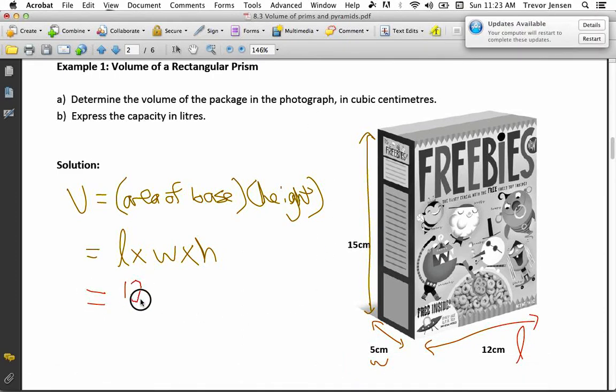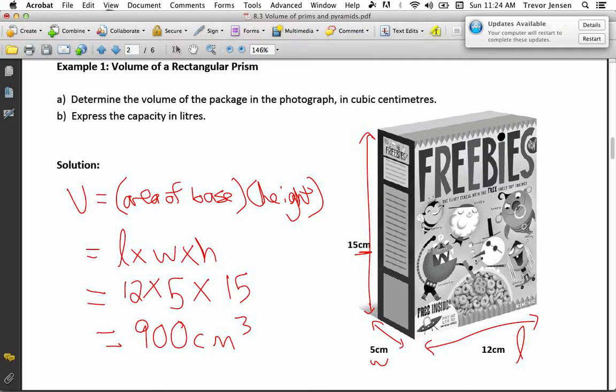So 12 times 5. And then I need to multiply that area by the height of the prism, which is 15. So I get 12 times 5, which will give me 60. And then I have to multiply 60 by 15, and I get 900, and I'm in centimeters cubed. Remember, volume is always in units cubed, and we're dealing with centimeters here, so centimeters cubed.